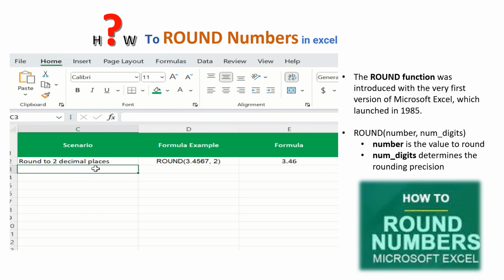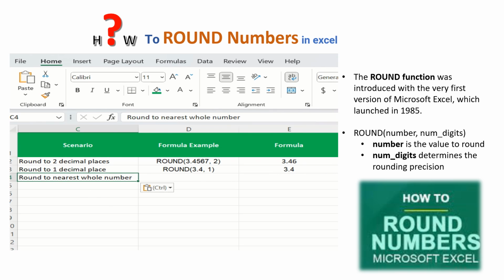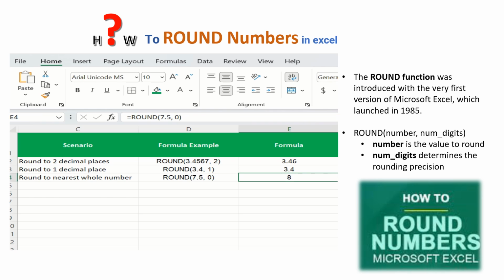Let's see another example. So another example is we want to round it to 1 decimal place. Okay, so 3.4. So यहाँ पर it will be the same. Next one is round to the nearest whole number. So this is the example. So यहाँ पे interesting है हमने 7.5 दिया है and number of digit हमने 0 दी है, right? So इस केस में the output will be 8 and 0 means no decimal places.